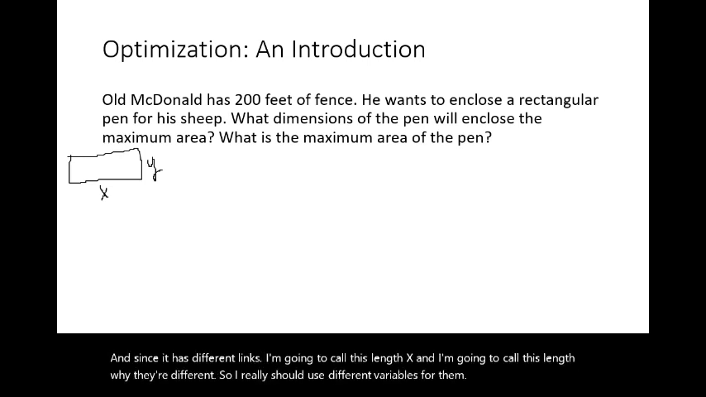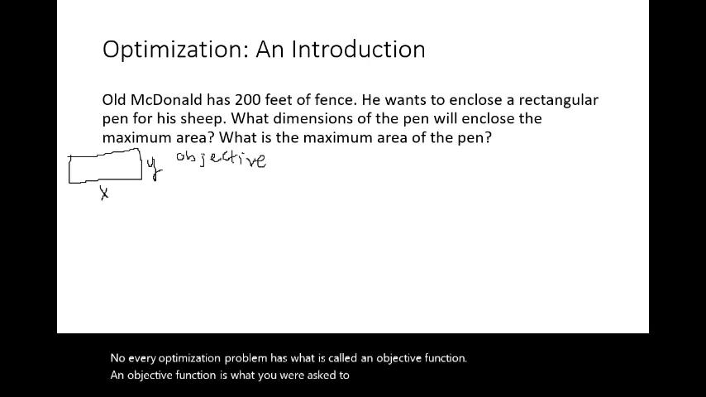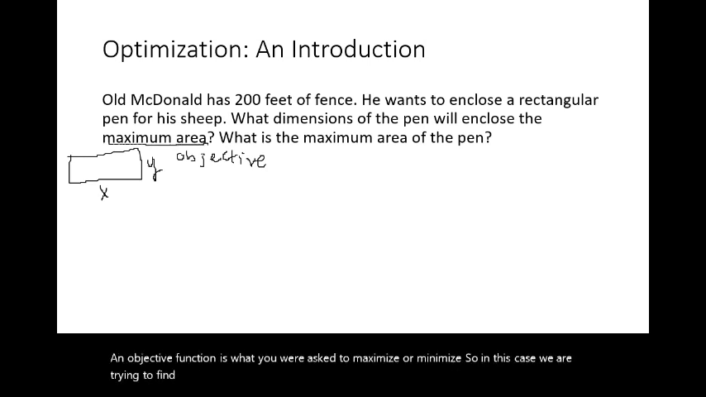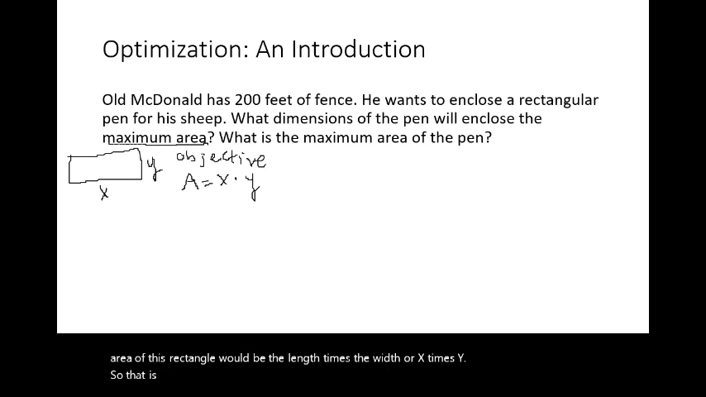Now, every optimization problem has what is called an objective function. An objective function is what you are asked to maximize or minimize. So in this case, we are trying to find the maximum area. So according to the variables that I used for this problem, the area of this rectangle would be the length times the width, or x times y. So that is the equation that we are supposed to maximize.